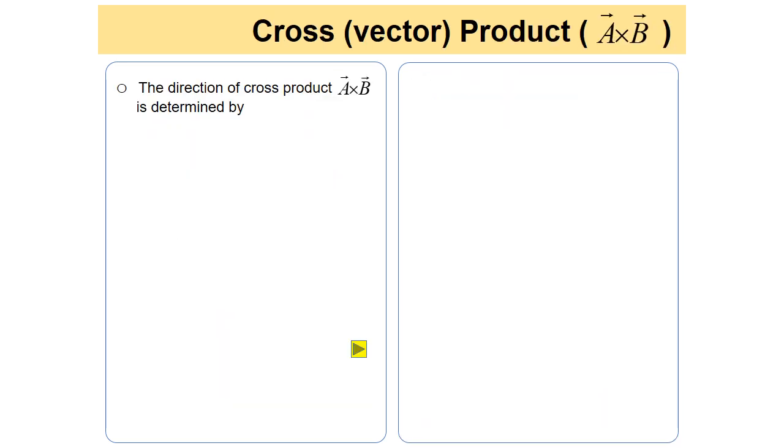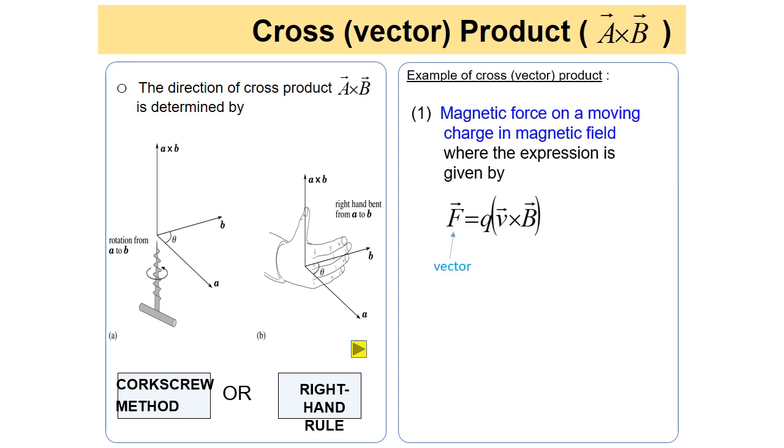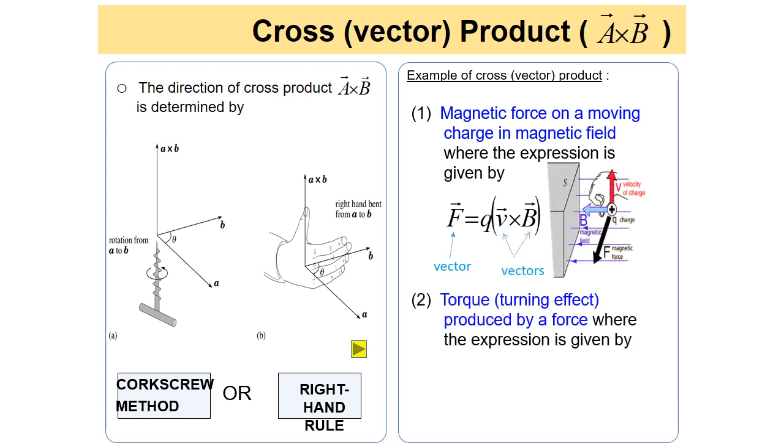Okay, we still continue with the cross product. The direction of cross product A cross B is determined in two ways. One is the corkscrew method. Another one is the right hand rule. Here are examples of the cross product. One is the magnetic force on a moving charge in a magnetic field. We have F equals Q V cross B. V is a vector, B is a vector. So V cross B gives a result that is a vector.